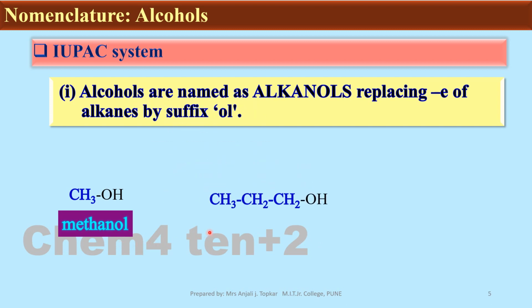Let's see another example. CH3, CH2, CH2OH. The name of the compound is propanol. In this compound, there are 3 carbon atoms. So it is the derivative of propane. E of propane is removed and it is replaced by OL, as we find OH group is attached to this carbon chain. That's why in IUPAC system, the name of the compound is propanol.